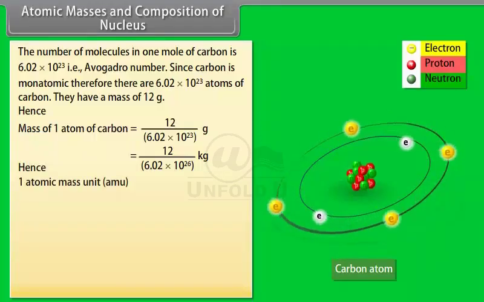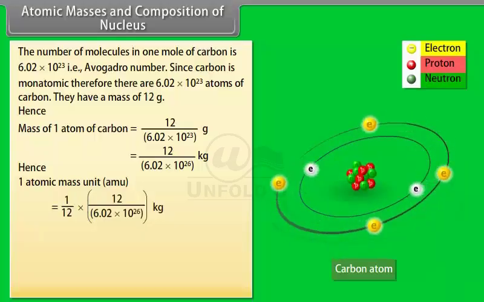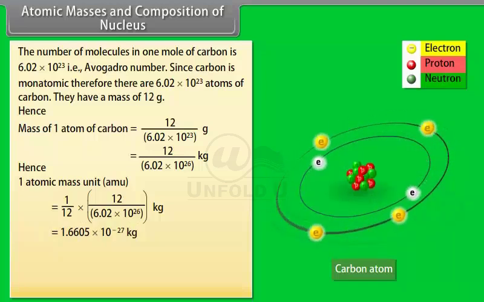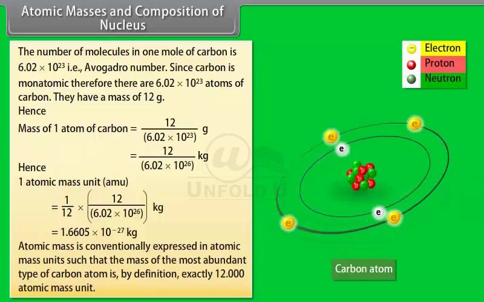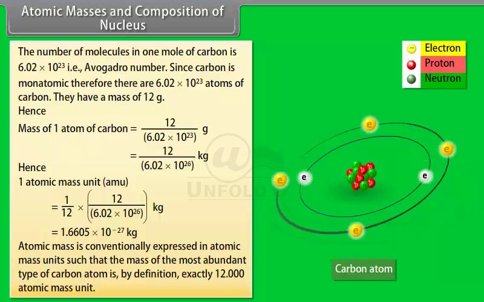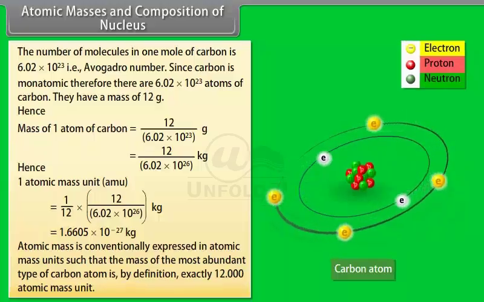Hence, 1 atomic mass unit, AMU, is equal to 1/12 × 12 by 6.02 × 10^26 kilogram, which is equal to 1.6605 × 10^-27 kilogram. Atomic mass is conventionally expressed in atomic mass units, such that the mass of the most abundant type of carbon atom is, by definition, exactly 12 atomic mass unit.